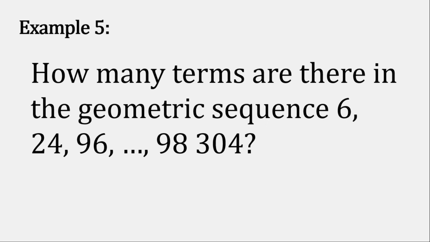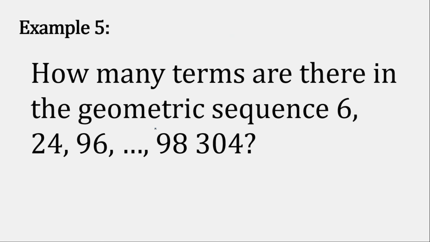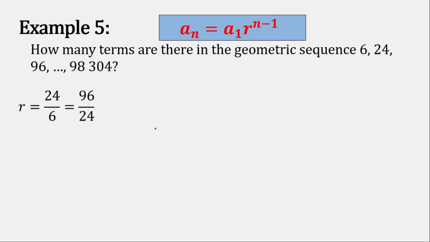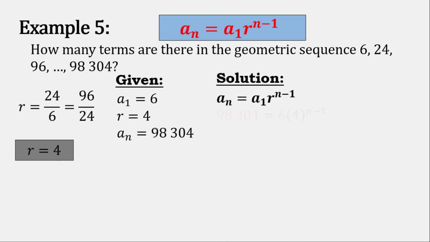Now, in number 5, on the fifth example, this is a different variety of question under geometric sequence. How many terms are there in the geometric sequence 6, 24, 96, up to 98,304? As you can see, they're asking us how many terms. When they ask how many terms, they are looking for the value of n in this problem. So we have the same solution. Let's first check if it is a geometric sequence by getting the common ratio, which is 4, and list down all the given and try again to use that same formula.